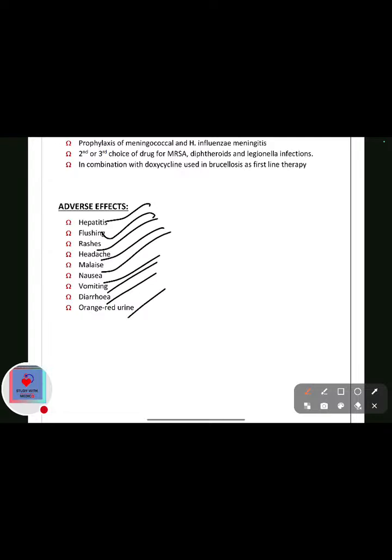It can also cause flushing, rashes, headache, malaise, nausea, vomiting, diarrhea, and orange red urine. This is important. If the patient is taking rifampicin, he will see that his urine color is changed, and he will be worried about this. Even body secretions like tears will turn red. If the patient is taking rifampicin, contact lenses turn orange red. That is because of the rifampicin.